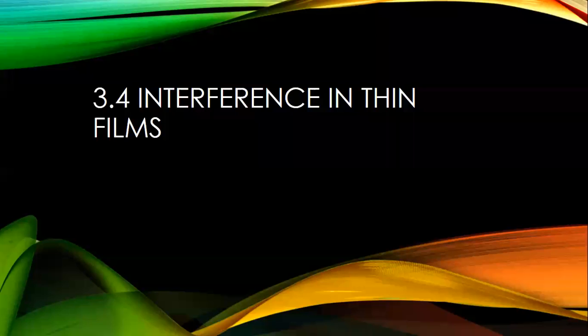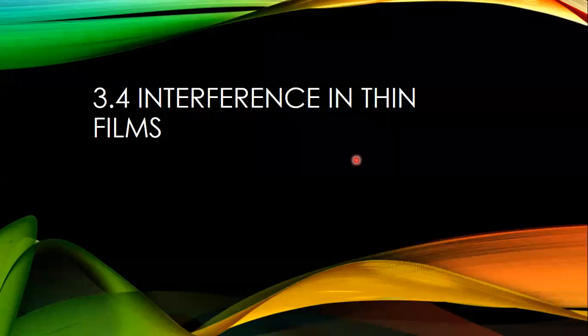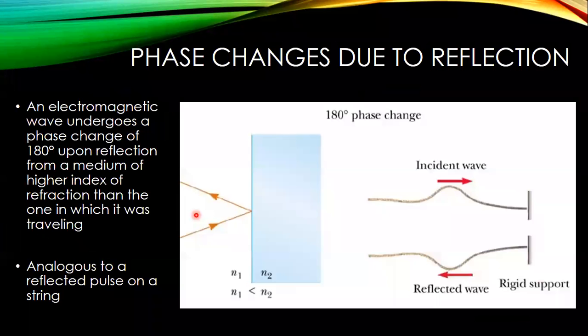Let's look at interference in thin films. These are thin films where the thickness of the film is comparable to the wavelength of light. Oftentimes we'll be dealing with thicknesses that are approaching 1/2 or even 1/4 of the wavelength of light. So in looking at these, it's important to understand that as the light reflects off of these films, there is going to be the possibility of a phase change.